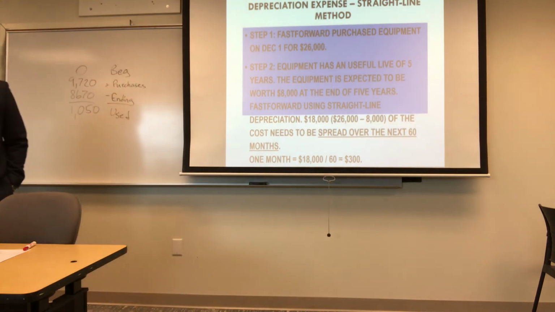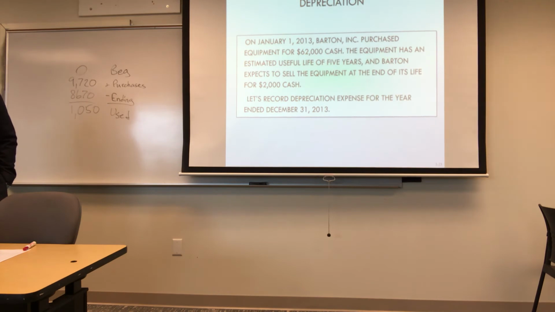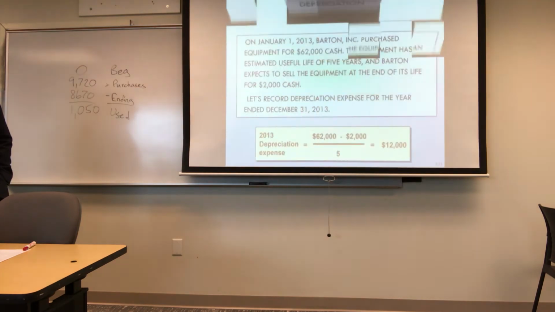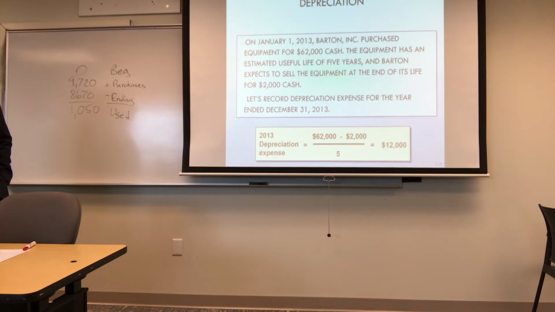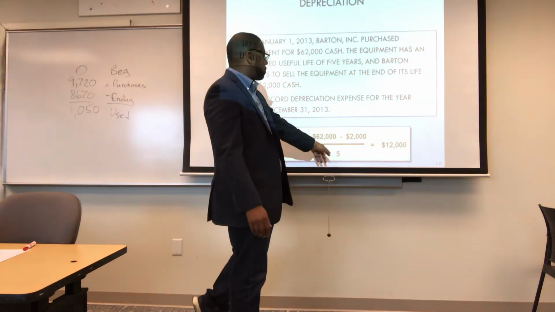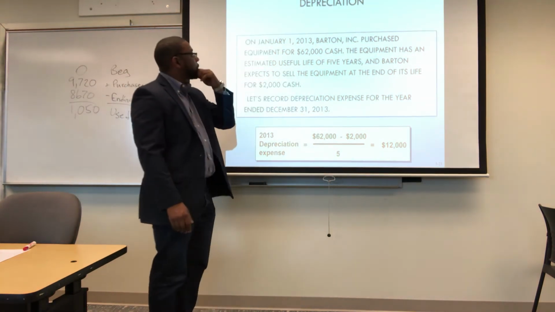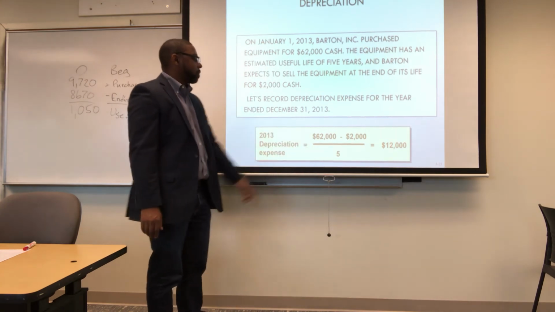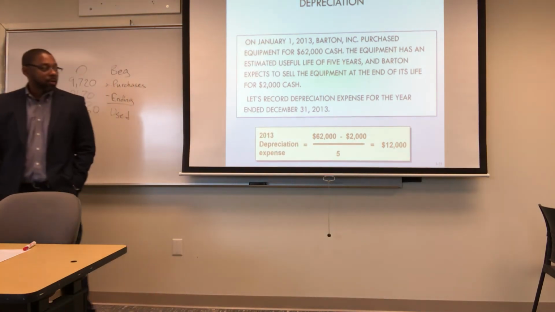And so what will happen with the depreciation is, well, what did I do here? 62,000 minus 2,000. Oh, it's a different calculation. So if you take 62,000 minus 2,000, I don't know why they put that extra slide in. Minus 2, you get 60,000. Divided by 5, you get $12,000 a year.